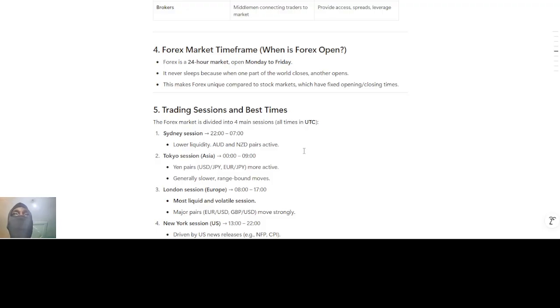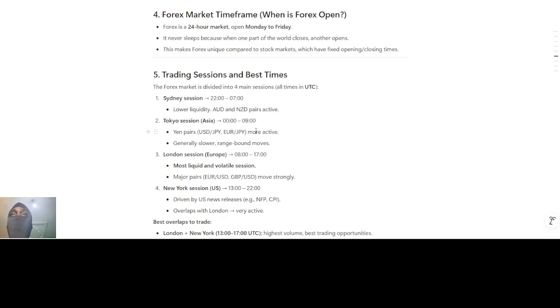So let's go to the Sydney session. It's the first session you need to know about. It's basically 24-hour time, 22 to 7. Here there's lower liquidity. The Australian dollar and New Zealand dollar pairs are active. Then we have the Tokyo session, usually around midnight to 9. Here the yen pairs are more active, pairs that have Japanese yen in them. But generally they are slower, with range-bound moves.